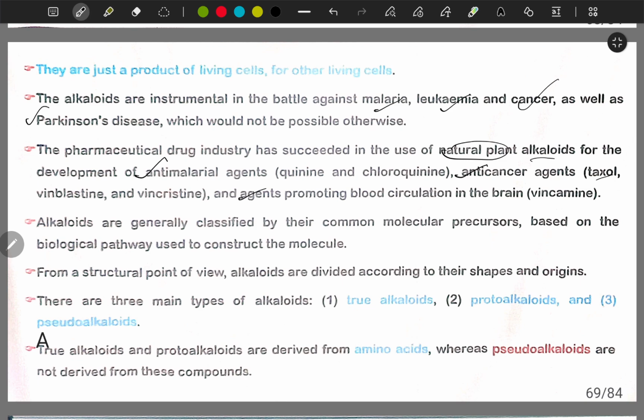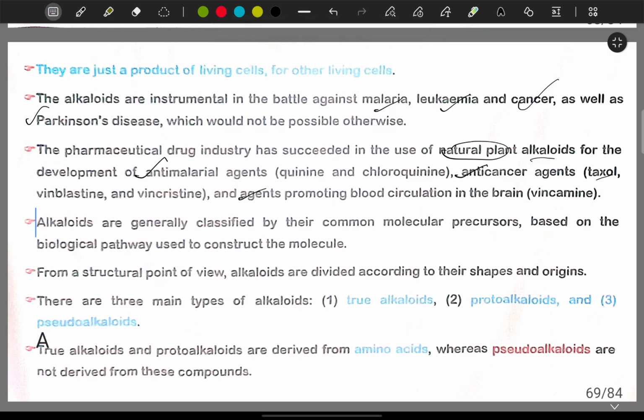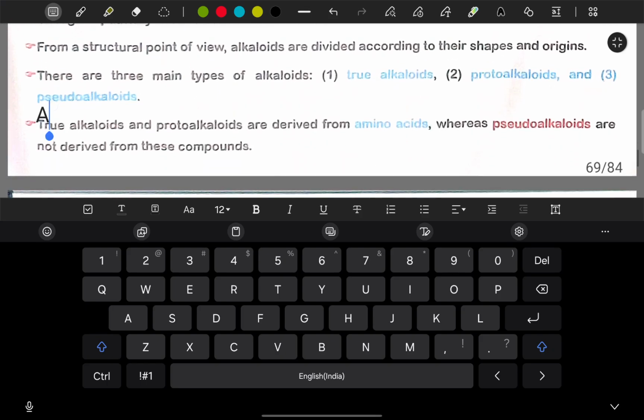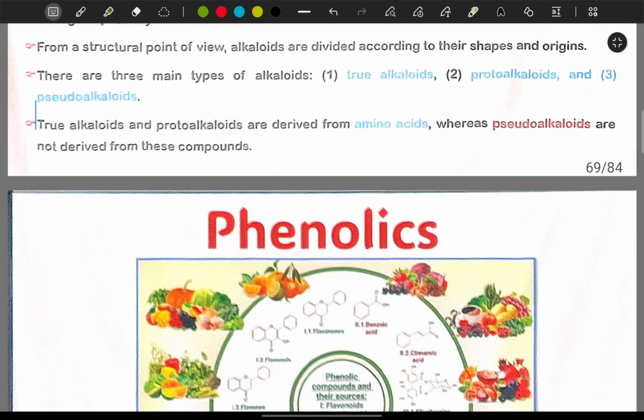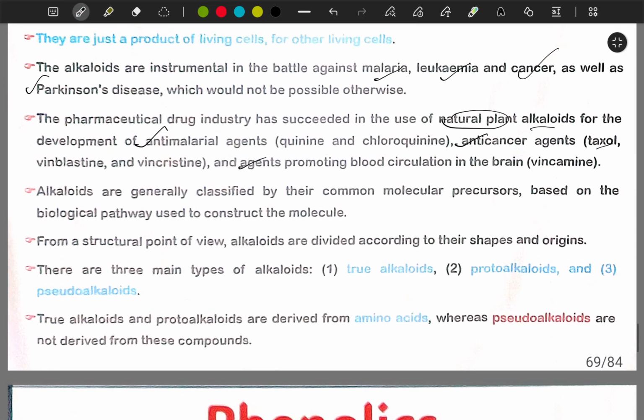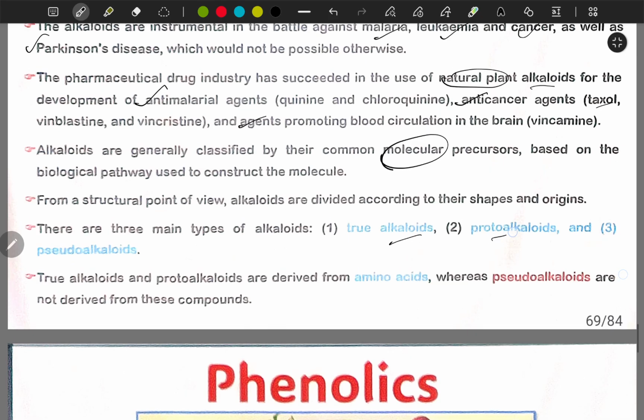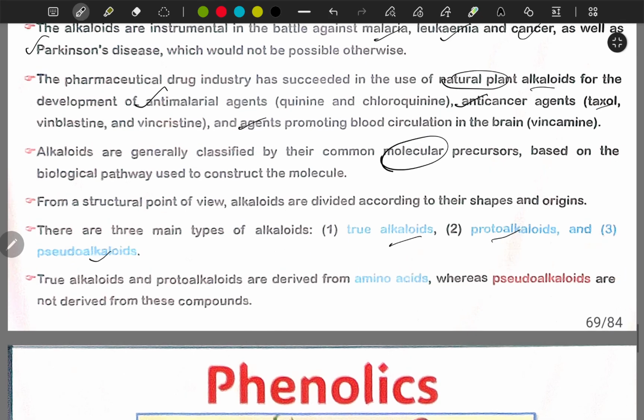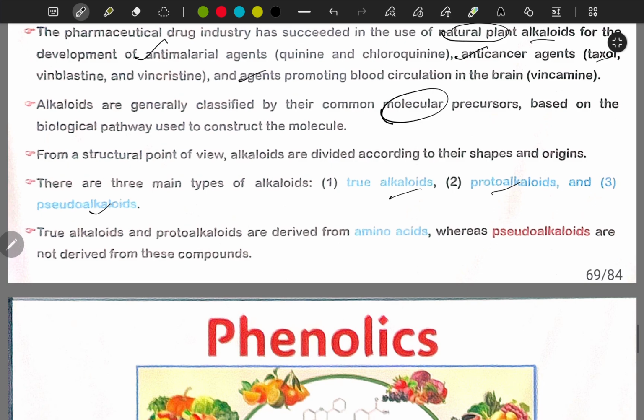Alkaloids are generally classified by their common molecular precursors, so they are true alkaloids, protoalkaloids, or pseudoalkaloids. True alkaloids and protoalkaloids are derived from amino acids; pseudoalkaloids are not derived from these compounds.